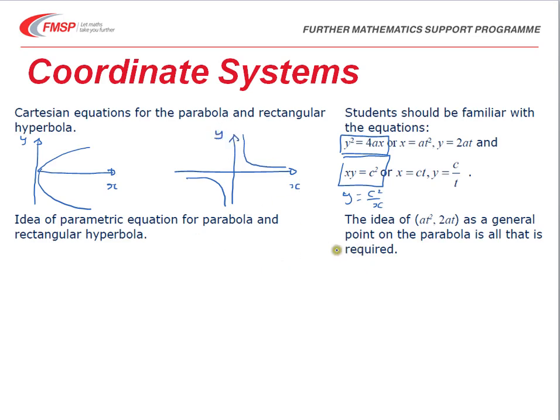The only thing that you're required in terms of parametric equations is to realize that we can represent points on these curves by parameters. So for the parabola, a particular point is given by at squared and 2at, and for the hyperbola, a point ct and c over t. So for particular values of t, the points move on these curves.